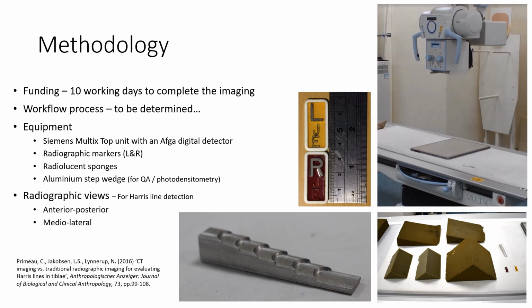Radiographic markers were used, left and right, shown more or less in the middle of the screen, and radiolucent sponges to position, shown bottom right of the screen. An aluminium step wedge was used in most X-rays for quality assurance and for maybe photodensitometry experiments or research later on down the line, so not inherent with this research. Radiographic views for Harris line detection, we decided to use both anterior, posterior, and medial lateral views, so 2 views from 90 degrees as recommended by Premio et al. 2016.